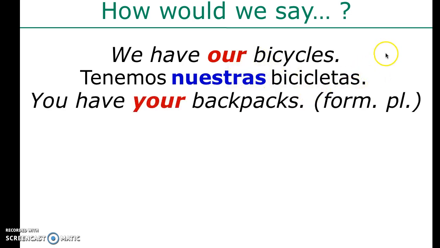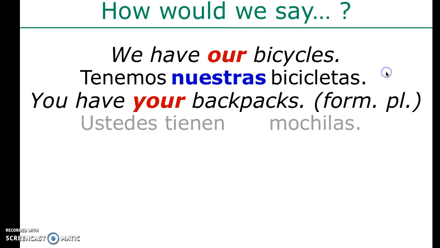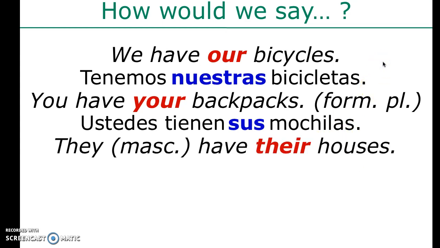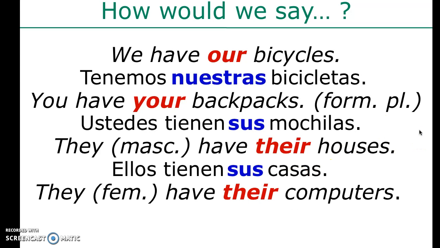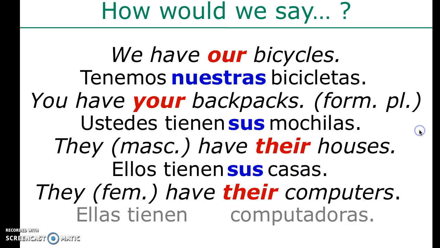Okay. You have your backpacks. Ustedes tienen sus mochilas, right? Mochilas is plural, so we use sus. They have their houses. Ellos tienen sus casas. Again, houses is plural, so we use sus. They have their computers. Ellas tienen sus computadoras. Again, computadoras is plural, so we use sus.